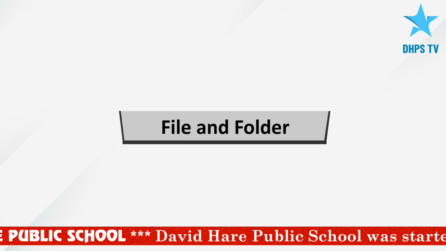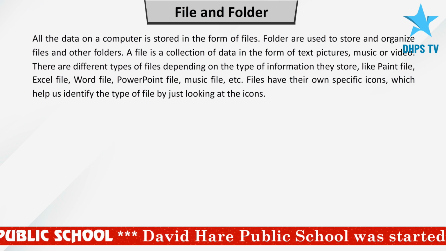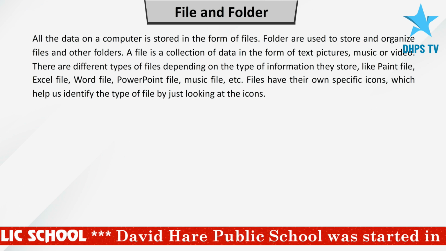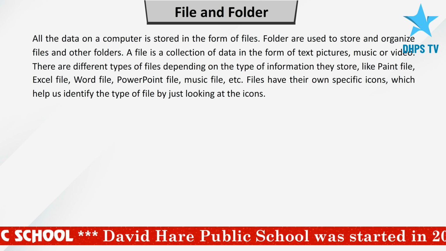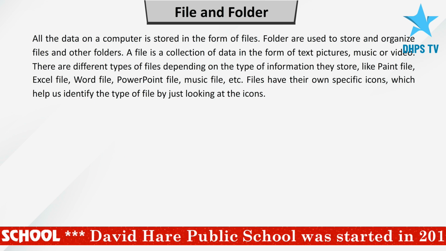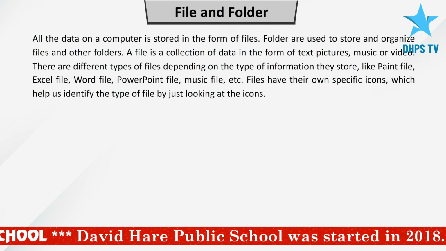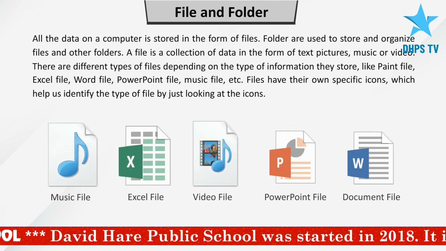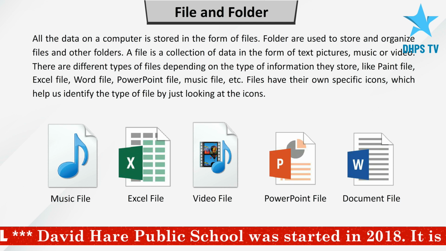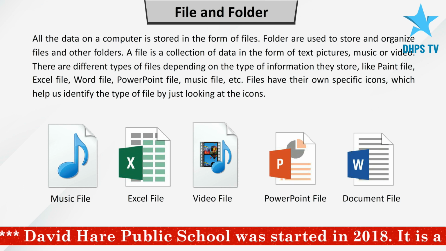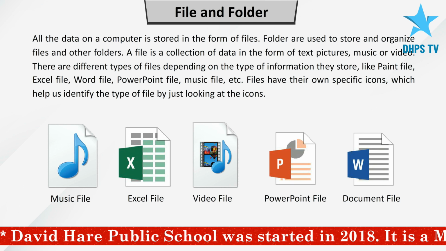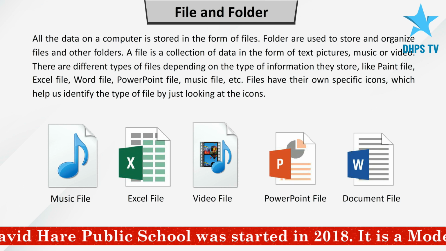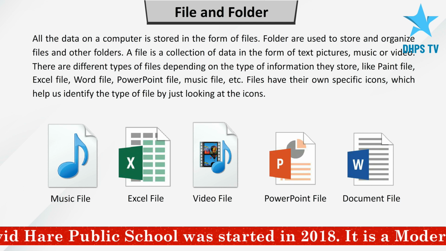File and folder. All the data on a computer is stored in the form of files. Folders are used to store and organize files and other folders. A file is a collection of data in the form of text, pictures, music, or video. There are different types of files depending on the type of information they store, like Paint file, Excel file, Word file, PowerPoint file, music file, etc.